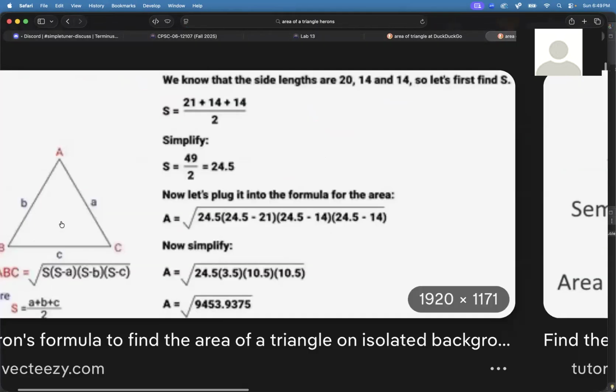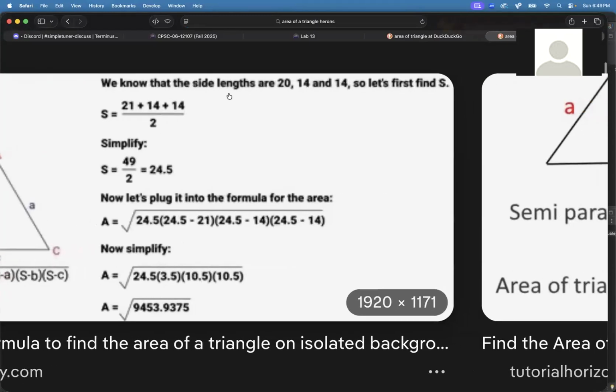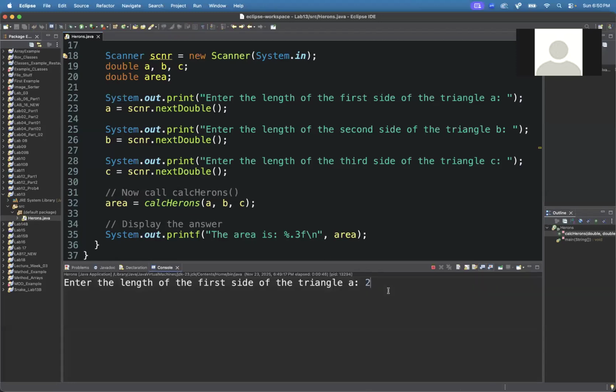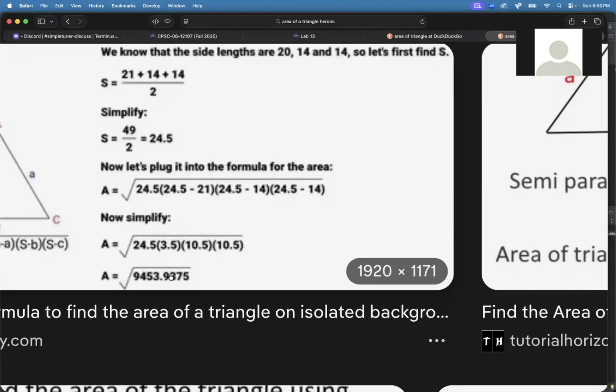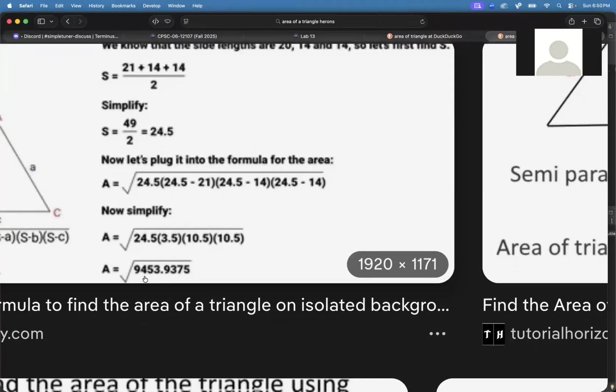Okay, here's one. So we know that the side lengths are 20, 14, and 14, right? So let's try that. 20, 14, 14. And our answer is 97.98. And I look here and they have this. So I guess I still don't know if that was right, but it should be, right?